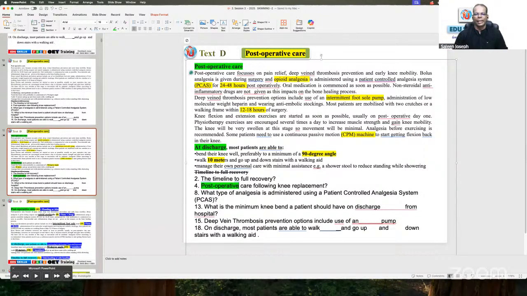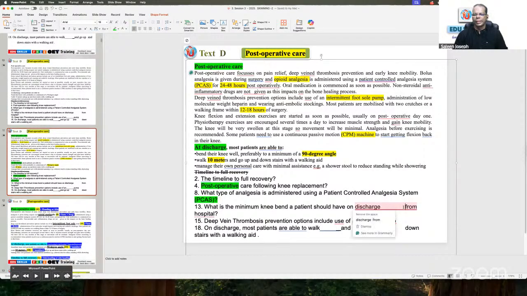paragraph. Then, what type of analgesia is administered using a patient-controlled analgesia system? PCA we have highlighted, right? PCA is here; you have highlighted it. The answers we will see later. Which means there is a clue.